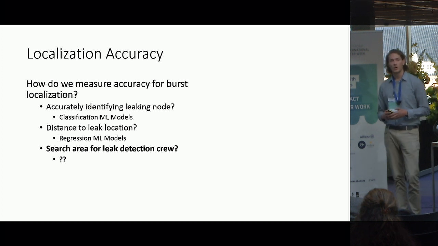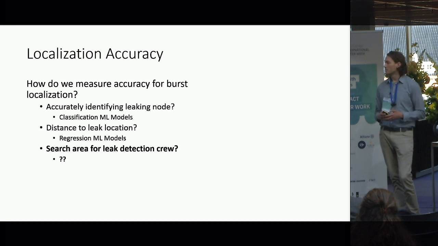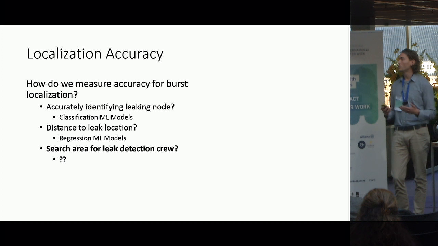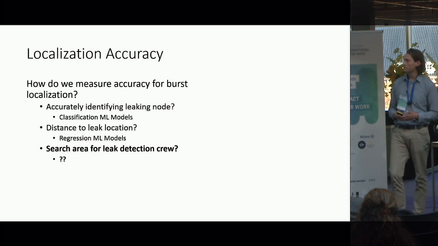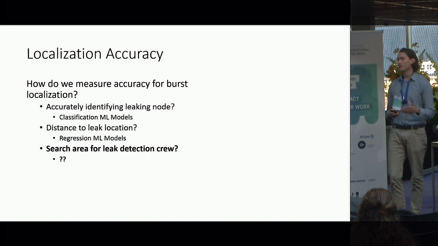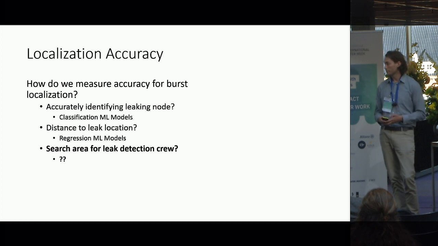But I think the question that is sometimes not necessarily posed is how do we measure the accuracy of the burst location? It might sound like a pretty simple, straightforward question, but slight differences in how you answer it can have an impact on what type of model should be chosen. If you think about accurately identifying a specific leak node within the water network, the classification model is probably the most appropriate. But if you're looking at minimizing the distance error to the actual leak event, then you might want to look at regression models where you can predict the XY coordinate of the actual leak.